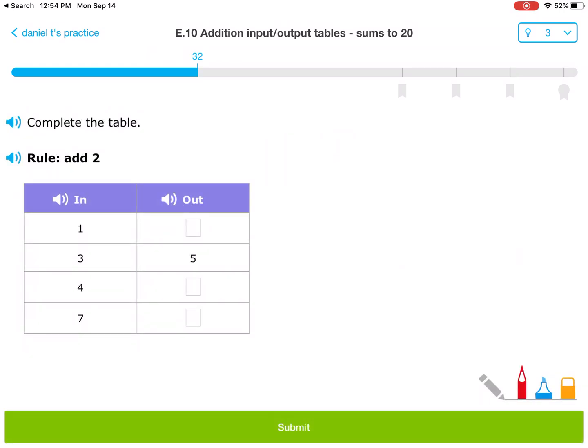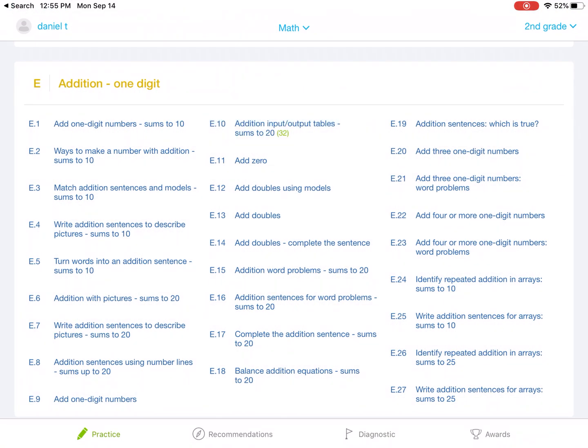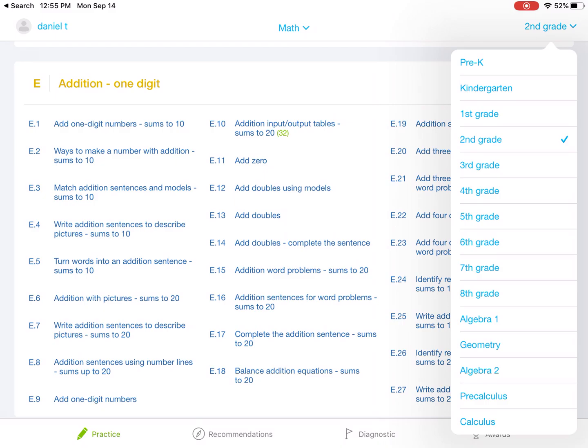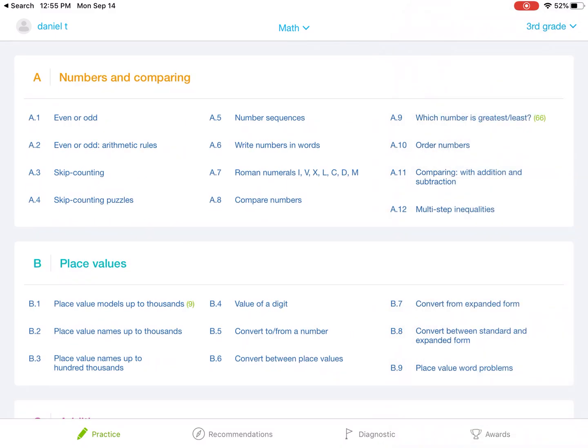So you get the hang of it. This is a really good warm-up if you've forgotten how to do input-output tables. So this would be a good place to start. But you're in third grade now, so I'm going to click on the upper right corner, click on third grade, and then go all the way down to C2.